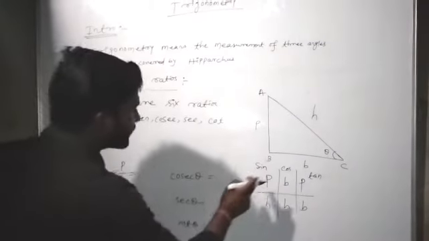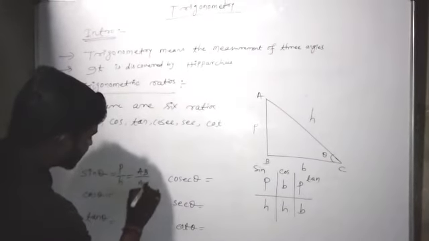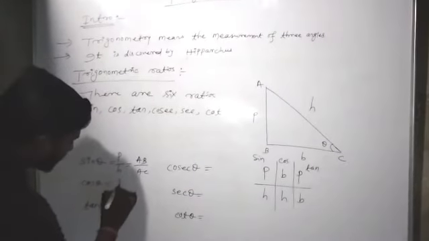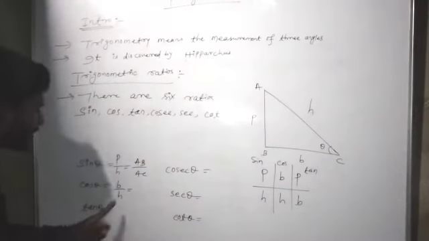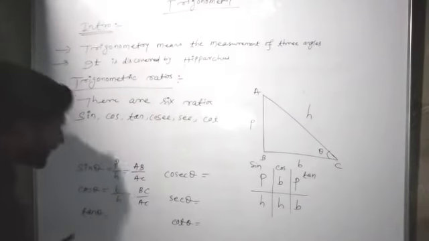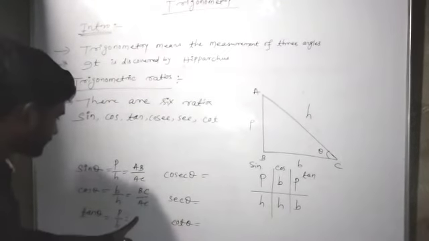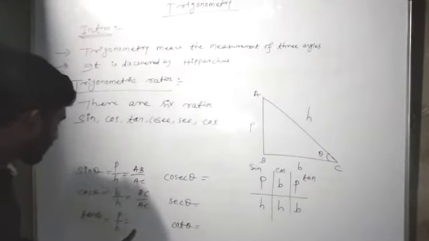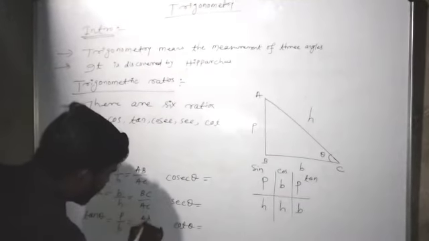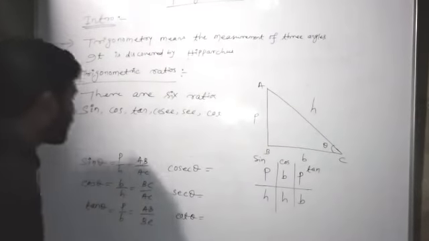That is AB upon AC. Cos theta is B by H, that is base by hypotenuse, that is BC upon AC, and tan theta is P by B. So here P by B means AB upon BC.